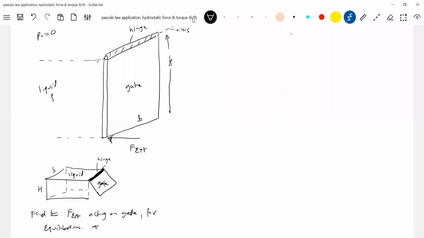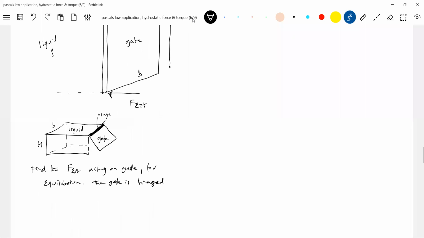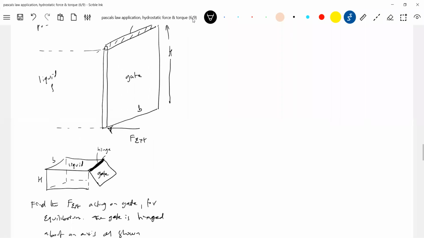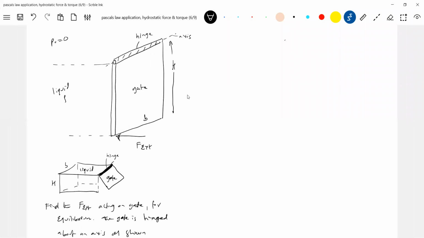For equilibrium, the gate is hinged about an axis as shown. I think you have everything in the diagram. So what is the tendency of the liquid? It's having a tendency to set up a torque. Am I right? It's having a tendency to set up a torque about what? About the hinge. There's a free surface of a liquid.